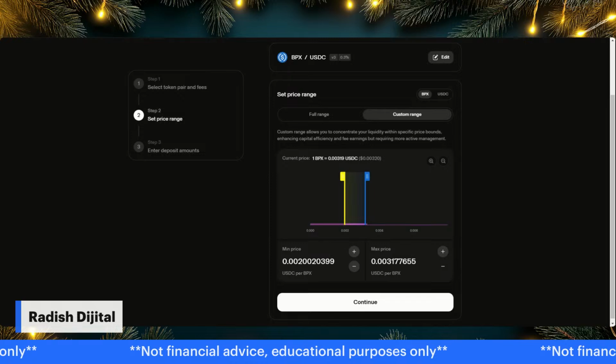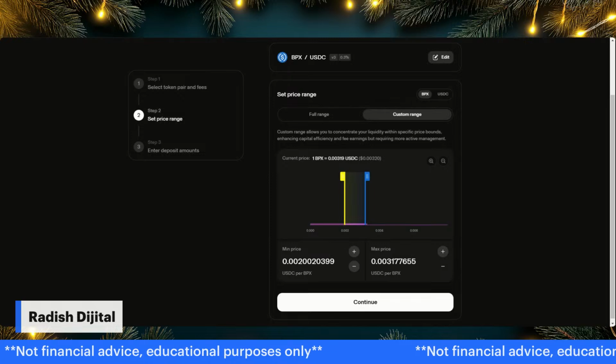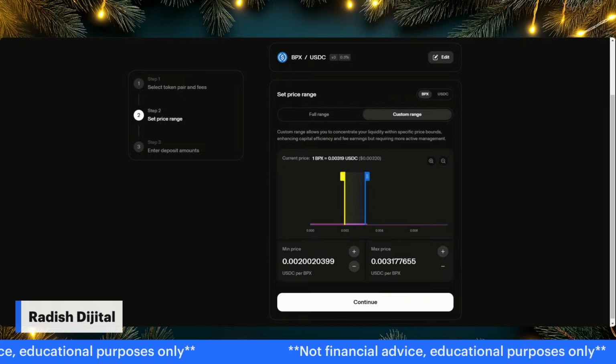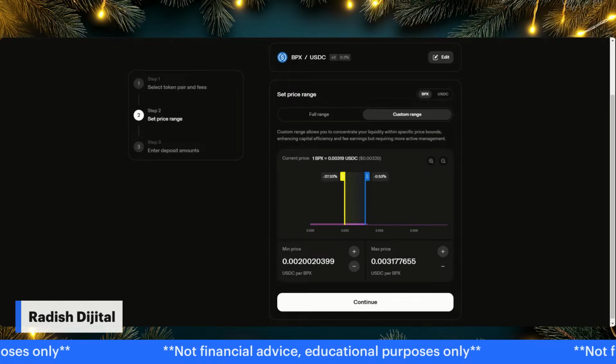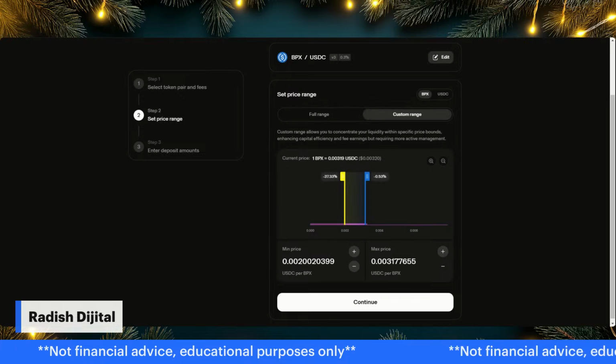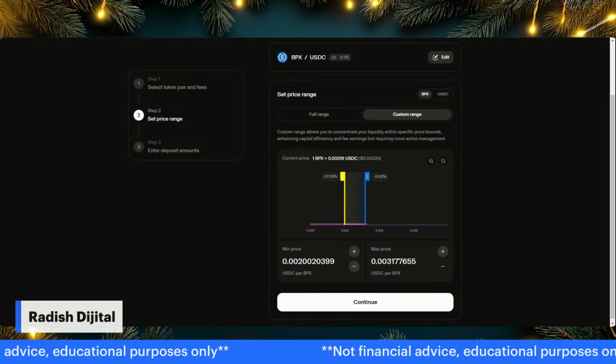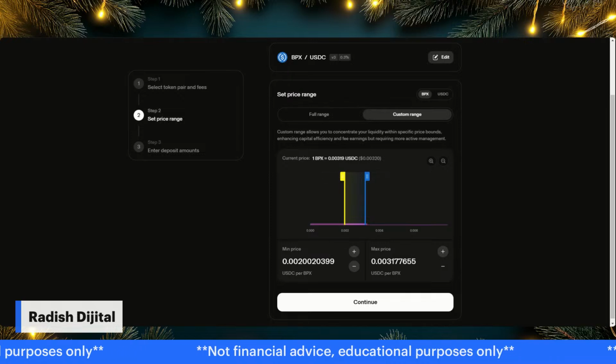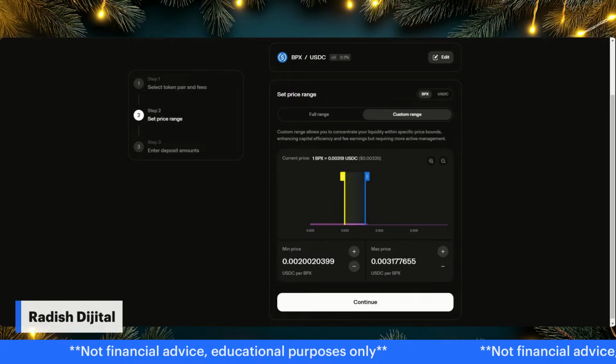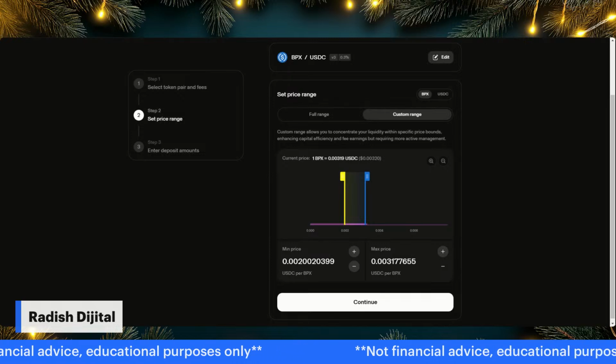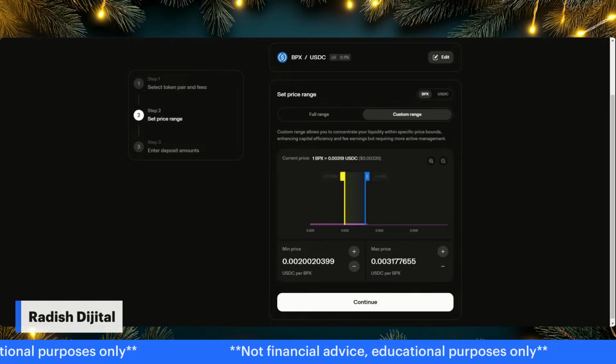Okay, so if somebody sells, I'm putting $2,000 worth of liquidity in, and somebody's going to go ahead and sell BPX. So it triggers at 0.003 in the price. So I now am completely into BPX. So now what's going to happen? Well, here, let's finish this up and then I'll ask my question.